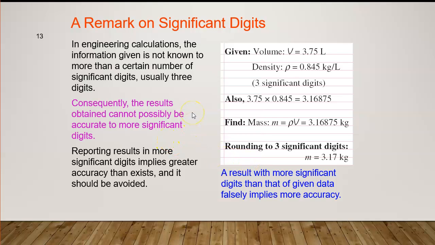Normally, in heat transfer, you should try to give at least 3 significant figures. For example, 3.75 is 3 significant figures, and 0.845 is 3 significant figures. If you round a number to 3 significant figures, it becomes, for example, 3.16.